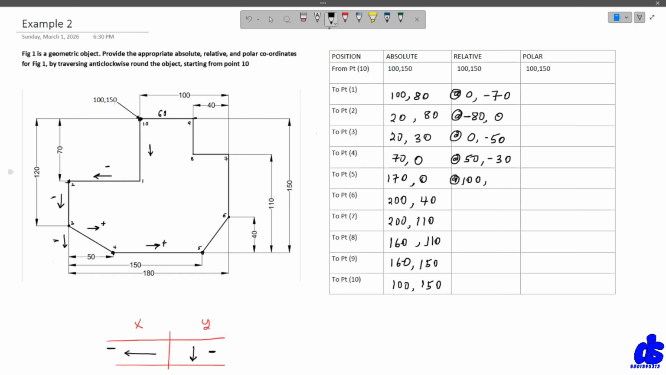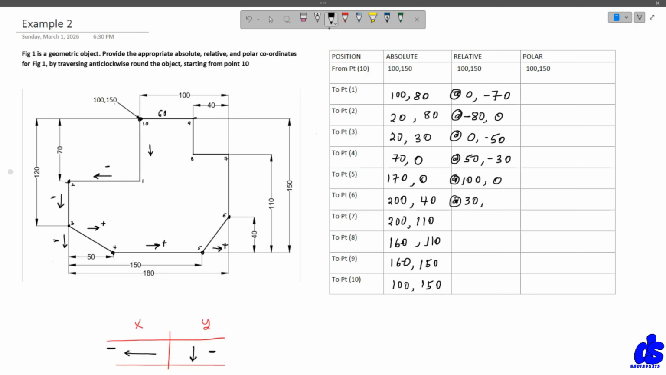Now there's no change in y, so y will be 0. Let's go to point 6. For point 6, there's a change in x, there's a change in y. Let's first check the change in x. So x is changing by 180 minus 50, which is 30, but then we are moving to the right. So it's positive. So it's going to be at 30.